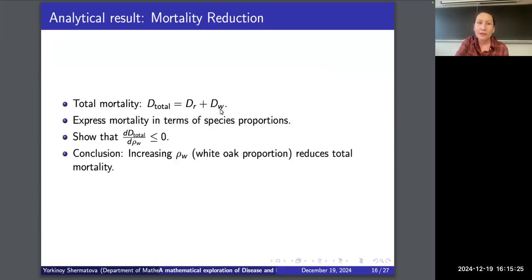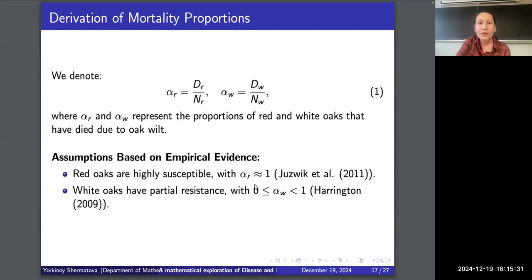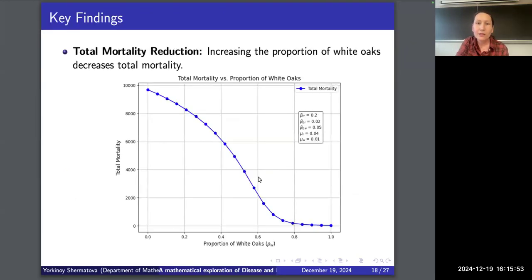And the same thing we prove analytically for the total mortality. The only assumption we're using here is the proportion of red oaks being very close to 1, which is confirmed by the table and experimental studies. And the white oaks have partial resistance, so their mortality is very low. Even from the table, we saw that it's about 5%, whereas for red oaks, it's about 95%. Based on these assumptions, we analytically proved that mortality is negatively correlated to the proportion of white oaks, which is sort of intuitive. The model kind of gives a mathematical language to what we know about it.